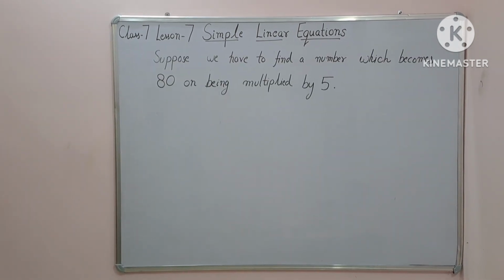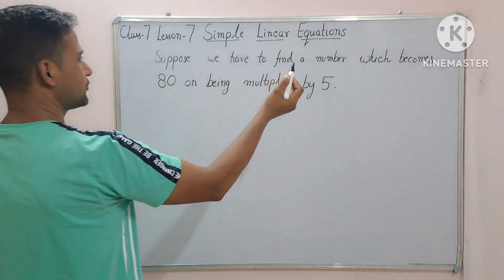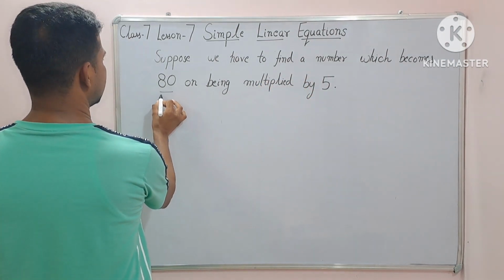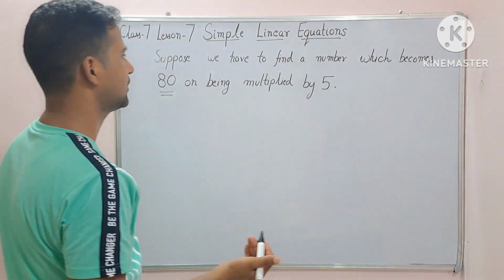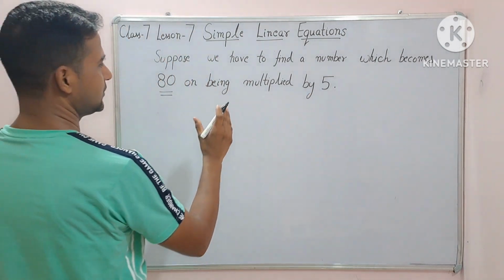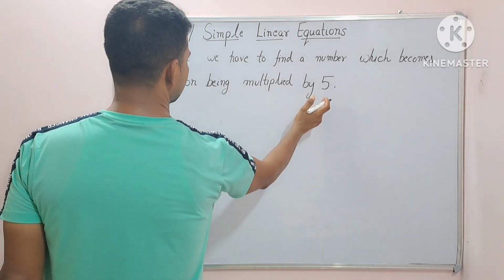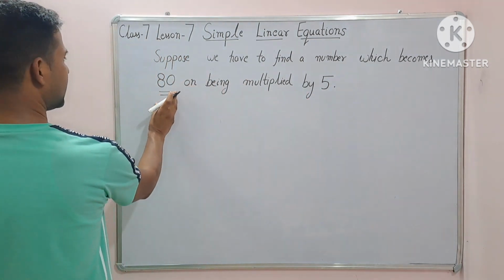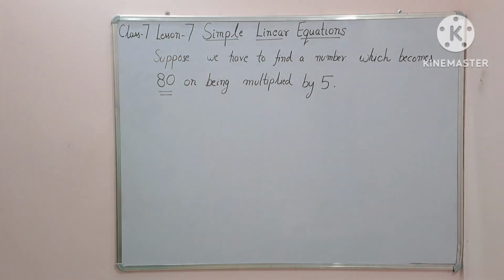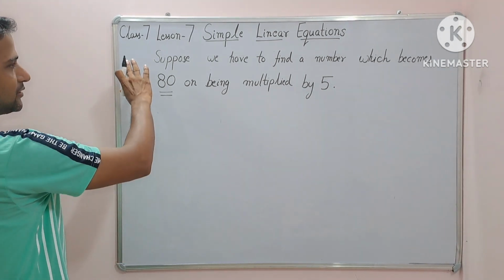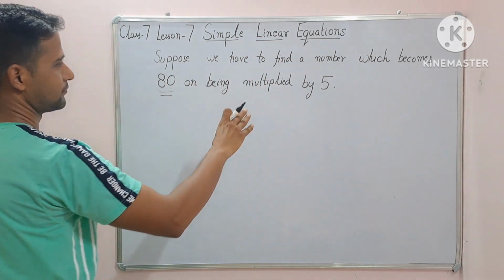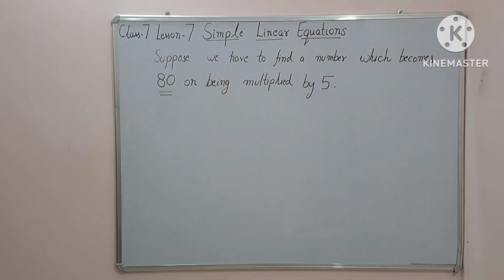Now suppose we have to find a number which becomes 80 on being multiplied by 5. क्या पता करना है? ऐसा नंबर पता करना है जिसको 5 से मल्टीप्लाई करने के बाद हमें 80 मिल जाए. ओके, तो फर्स्ट ऑफ ऑल दिस इज़ एन स्टेटमेंट फॉर्म. ओके, सबसे पहले हमें क्या बनाना पड़ेगा? एक इक्वेशन फॉर्म बनाना पड़ेगा.